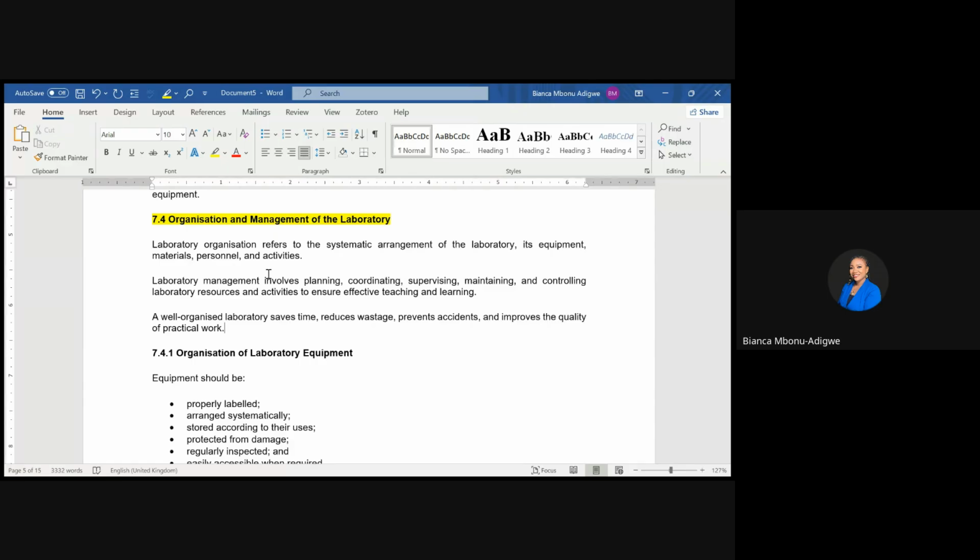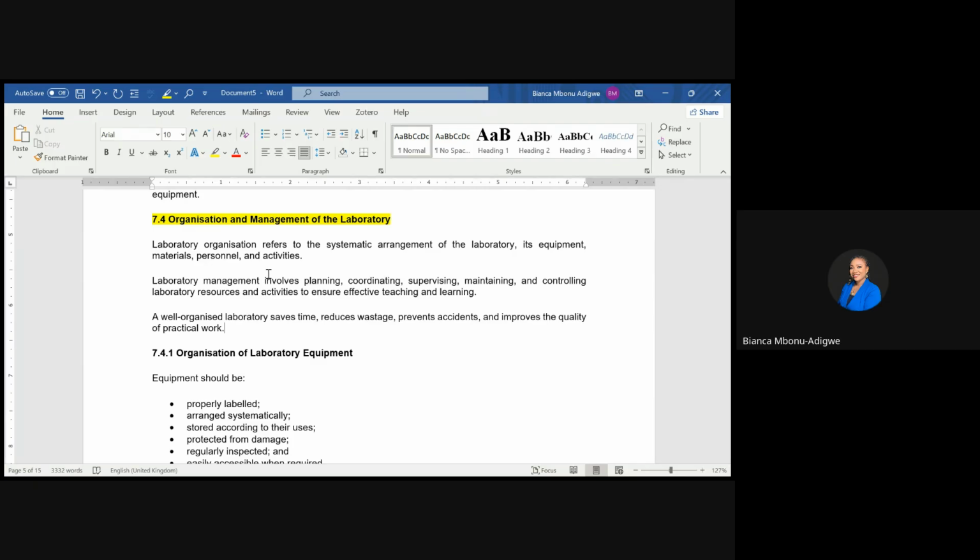So while lab organization talks about systematic arrangement, the arrangement of the laboratory and everything inside it, including the people involved in the laboratory, both students, teachers, technicians and assistants and all that. Lab management involves planning, coordinating, supervising, everything that you do to ensure effective teaching and learning.